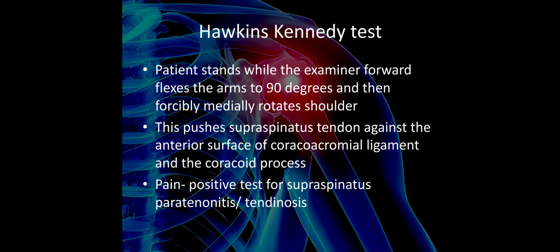The second test, which most commonly is performed for impingement syndrome, is the Hawkins-Kennedy test. The patient stands while the examiner forward flexes the arm to 90 degrees and then forcibly medially rotates the shoulder. This pushes the supraspinatus tendon against the anterior surface of the coracoacromial ligament and the coracoid process. If the patient has reproduction of the symptoms or pain, then the test is considered a positive test for supraspinatus peritendinitis or tendinosis.